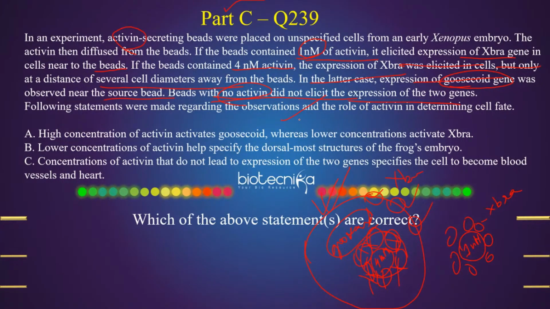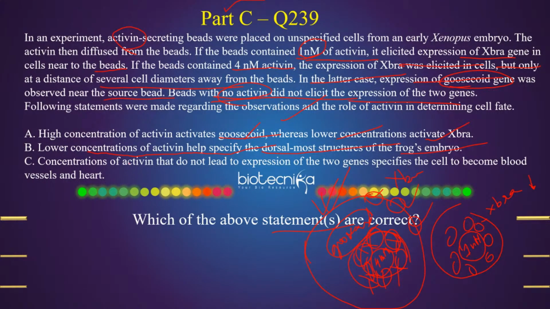High concentration of activin activates goosecoid, whereas lower concentration activates XBRA. So that is quite obvious. We have to select which are correct. Because the cells which were near to it, their goosecoid was activated, but with lower concentration, it activated XBRA. Next: lower concentration of activin helped specify dorsal-most structures. This is something you have to know: if you have less concentration of activin, does it give dorsal structures or not?